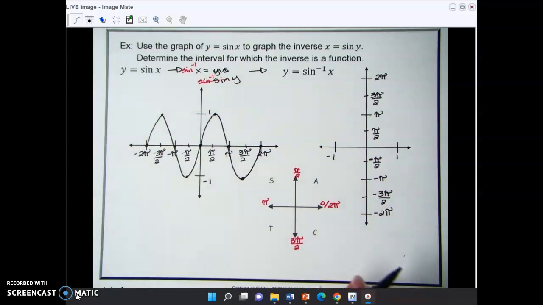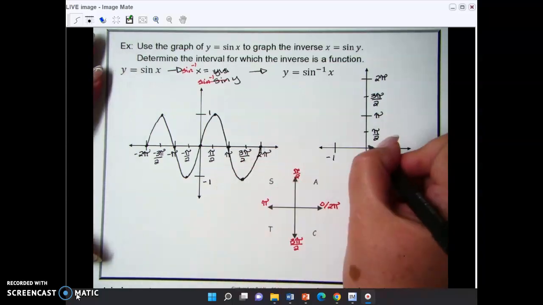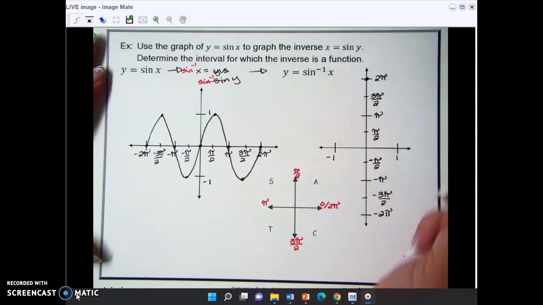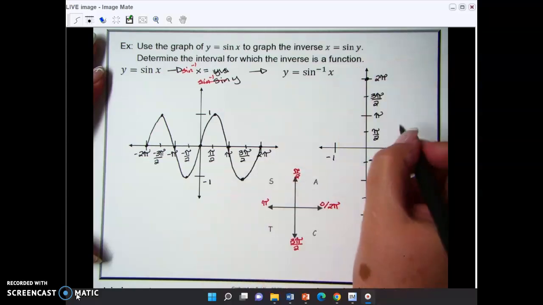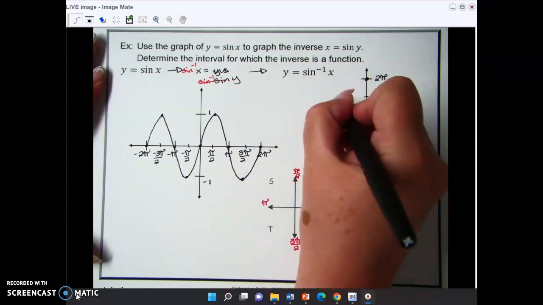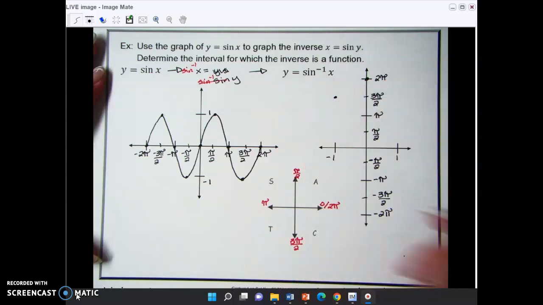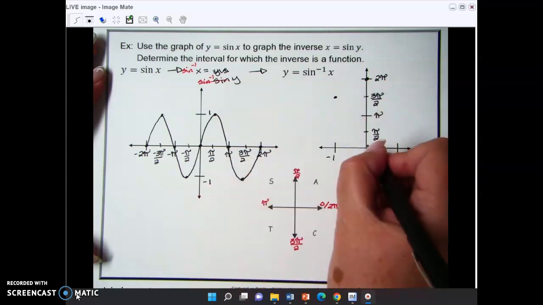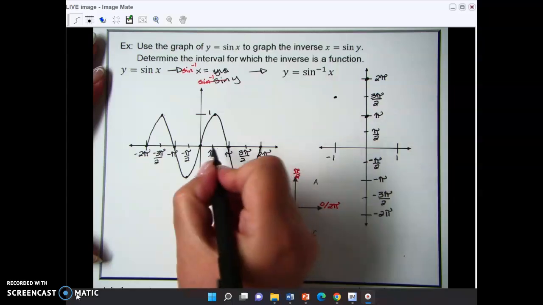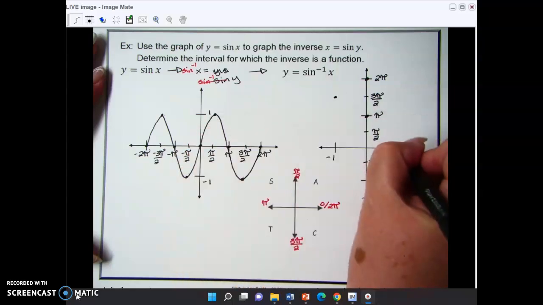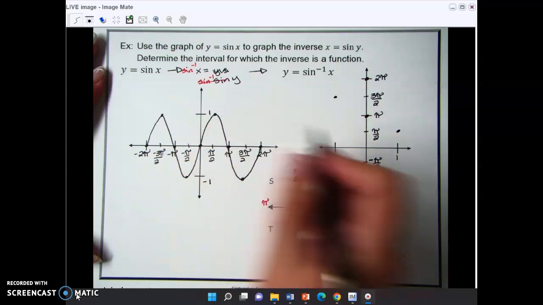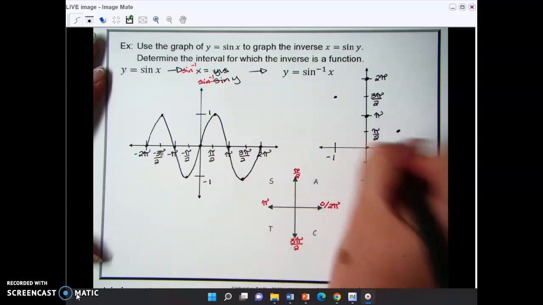Okay, so again, just switching the x and the y values. So 2 pi comma 0 becomes 0 comma 2 pi. 3 pi over 2 negative 1 becomes negative 1 comma 3 pi over 2. And then pi comma 0 becomes 0 comma pi. Pi over 2 comma 1 becomes 1 comma pi over 2. And then we got another one at 0, 0.